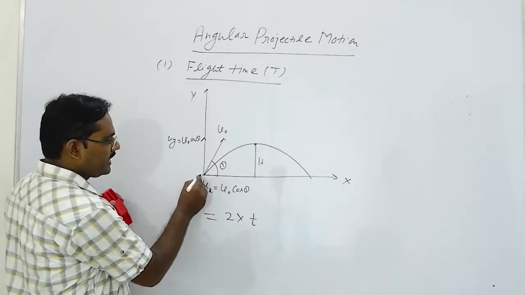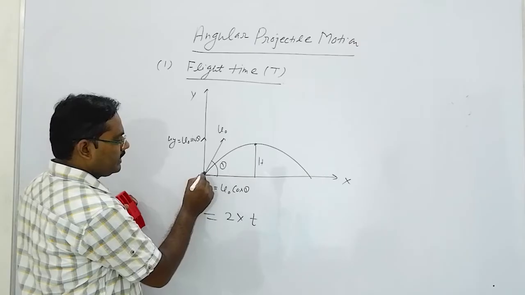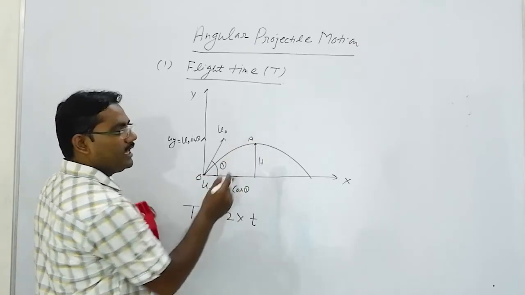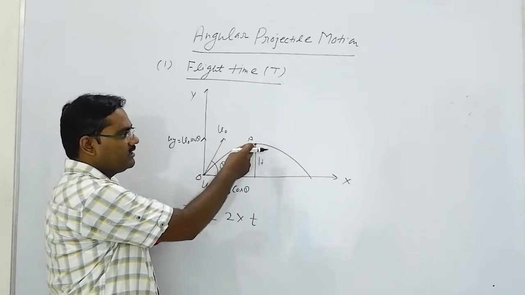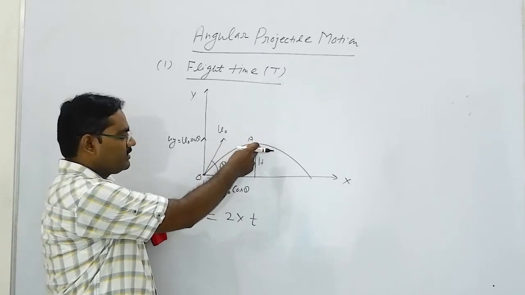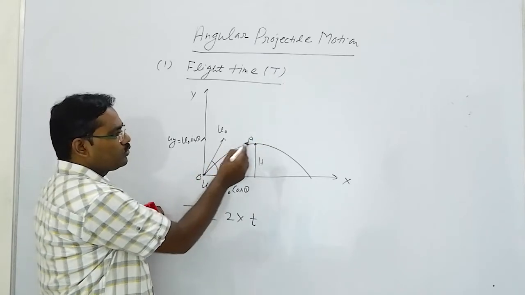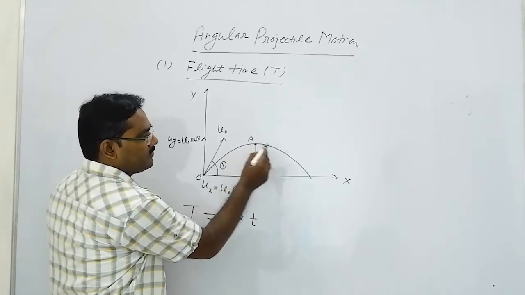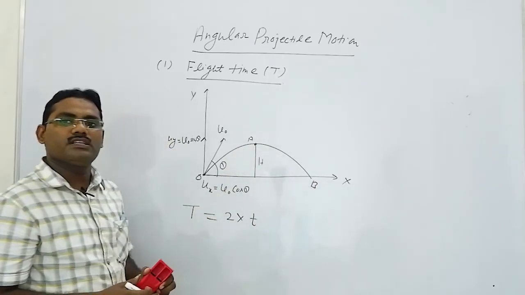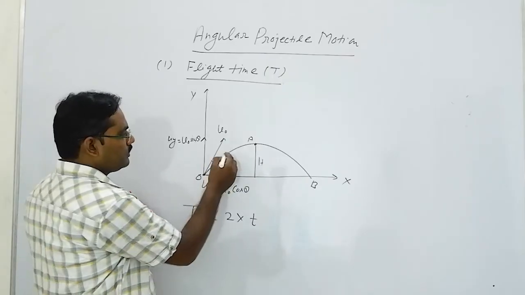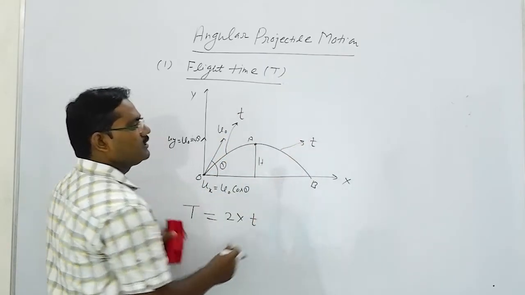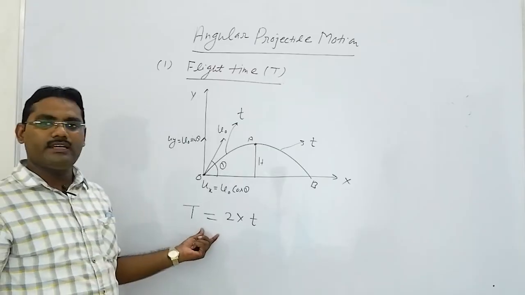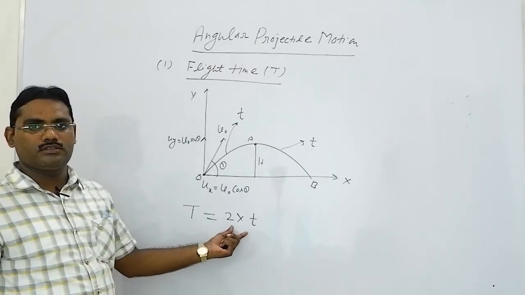What is the time of ascent? It is the time taken from O to A. A is the highest point of the trajectory. This is the trajectory, and this is the highest point of the trajectory. The time taken from O to A plus the time taken from A to B is called the flight time. So this time is t, and this is also t. So now flight time is 2t.